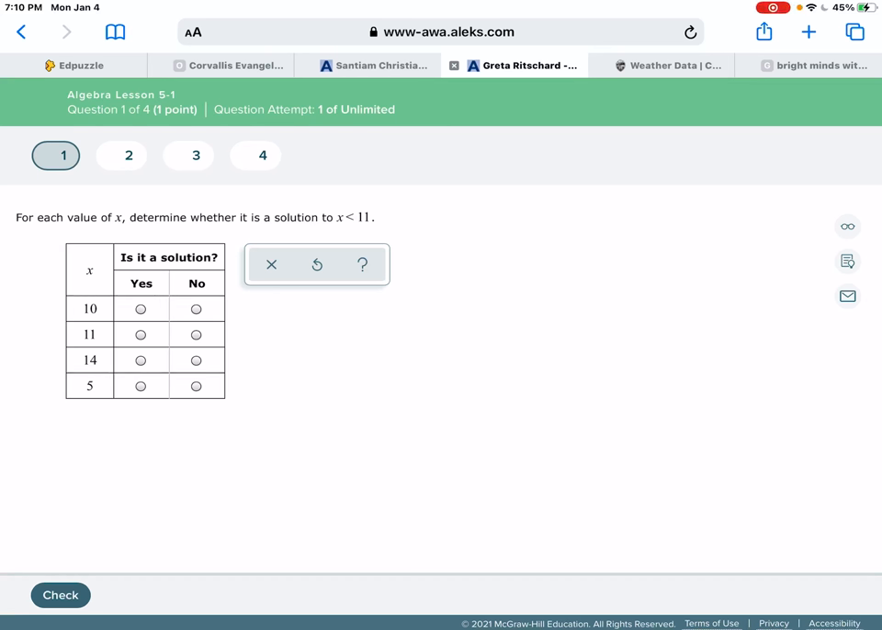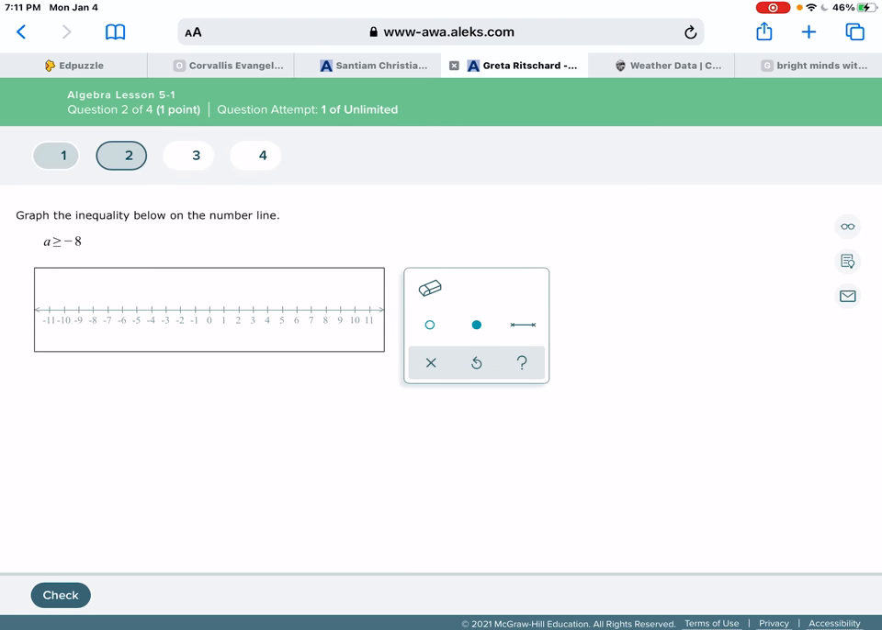Let me work through some of these homework problems just in case they're giving you fits. The first one says for each value of x, determine whether it is a solution to x is less than 11. So we're just going to plug this number in where x is, and we're going to say 10 is less than 11. Yes, it is. 11 is less than 11. No, it is not. 14 is less than 11. No, it sure isn't. And 5 is less than 11. Yes, it is. So you're just going to answer yes or no as you compare those.